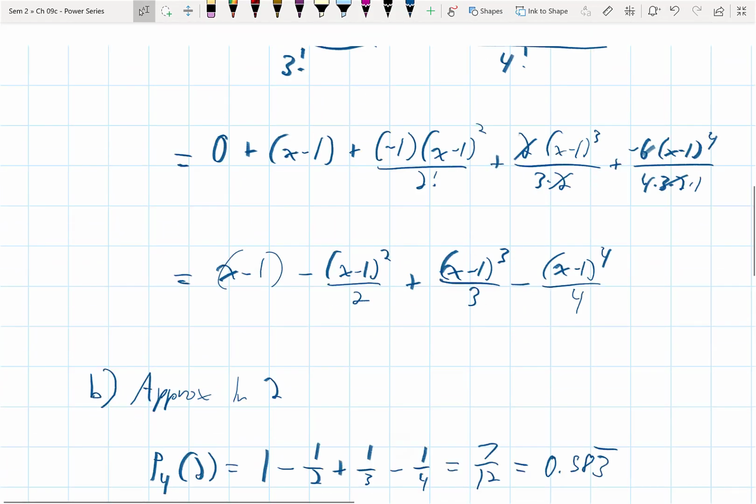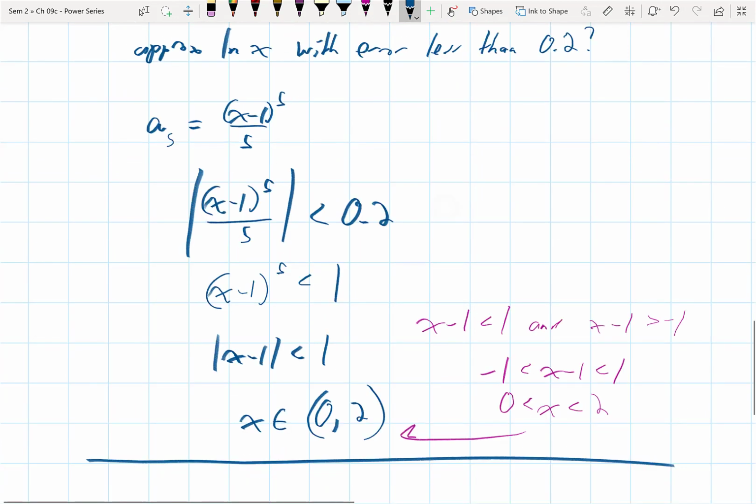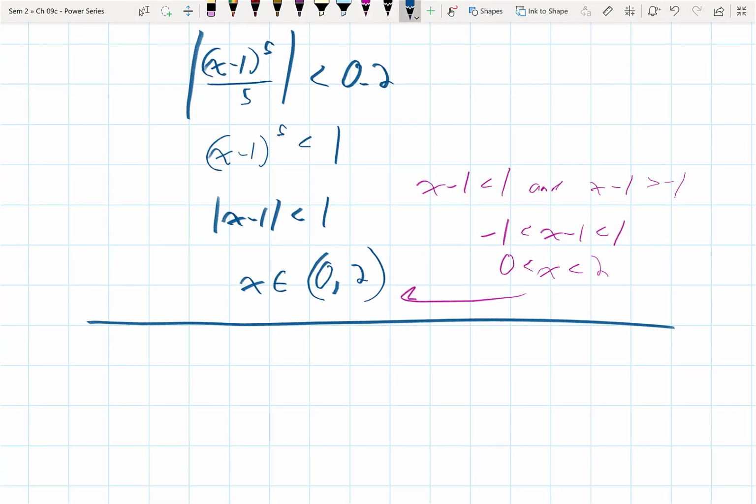So I'm going to go back up and retitle this at some point. This is not only Lagrange and Taylor's theorem, but this is about approximations, and how good my approximations are, and error. So I did that with an alternating series, but not all Taylor polynomials are alternating. So this section really focuses on the remainder of a Taylor polynomial.